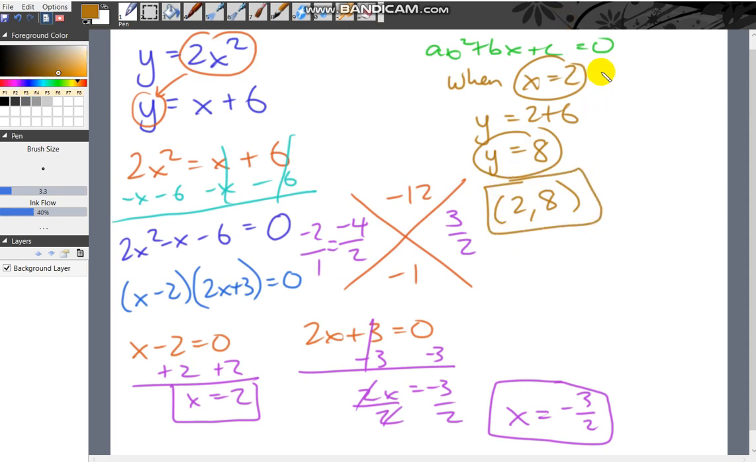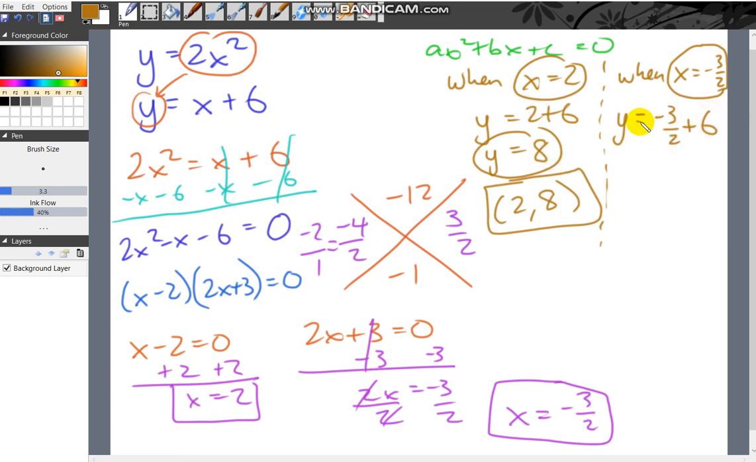Okay? Similarly, we have another solution. We have it when x is equal to -3/2. Okay? So we can do the same thing. We can use y equals, we're going to plug in x. So this is -3/2. This gets plugged into here. So let's try that. So we have -3/2 plus 6.